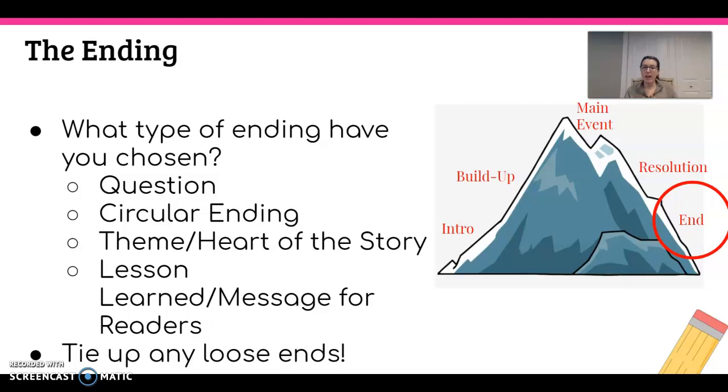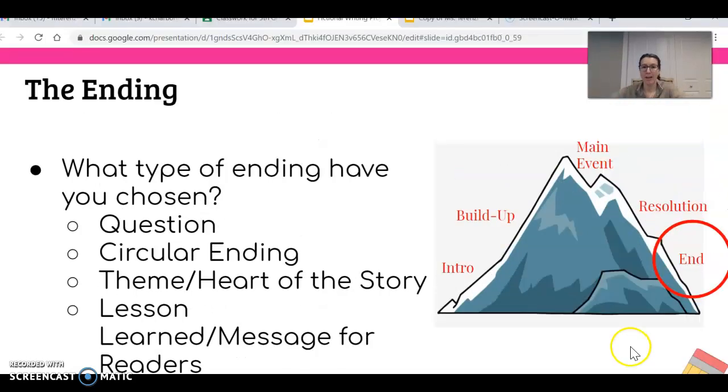So if we take a look at the theme or the heart of the story, I said that in my story, the theme or the heart of the story was having faith in yourself and pushing yourself to keep trying. That is also part of my lesson learned. Beatrix learns to have faith in herself, and you'll see that in my example conclusion paragraph in just a second. So they do go hand in hand, and I will be tying up any loose ends that I have as well in my conclusion. So now we're at the ending, and I will show you my example.